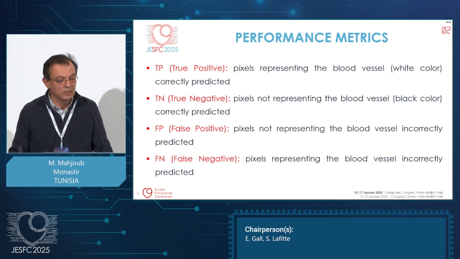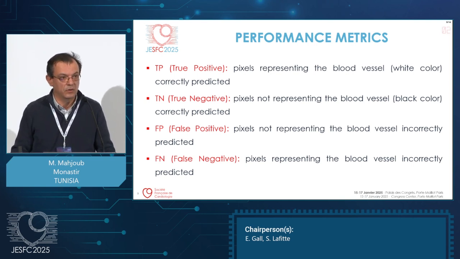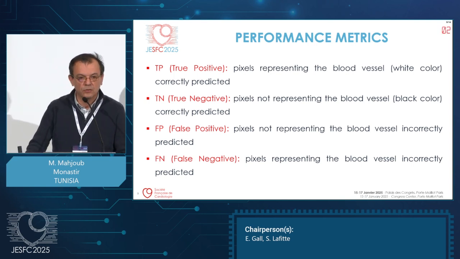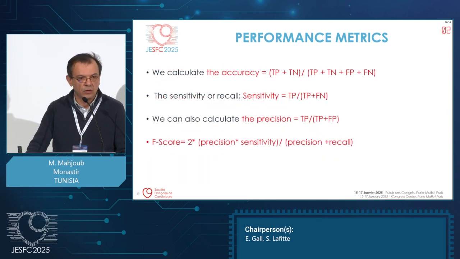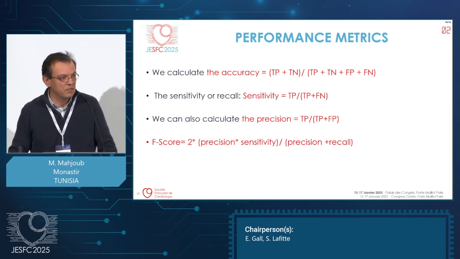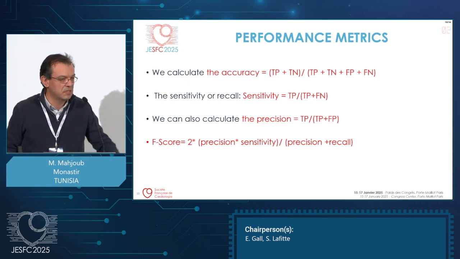For the performance metric, we have four variables. The true positive are pixels representing the blood vessel, white color, correctly predicted. The true negative are pixels not representing the blood vessel, black color, correctly predicted, and false positive are pixels not representing the blood vessel incorrectly predicted. Finally, the false negative are pixels representing the blood vessel incorrectly predicted. We calculate the accuracy, the sensitivity, the precision, and the F-score. If the F-score is 1, we have the better system.